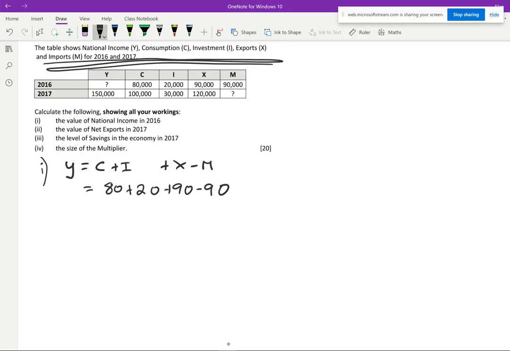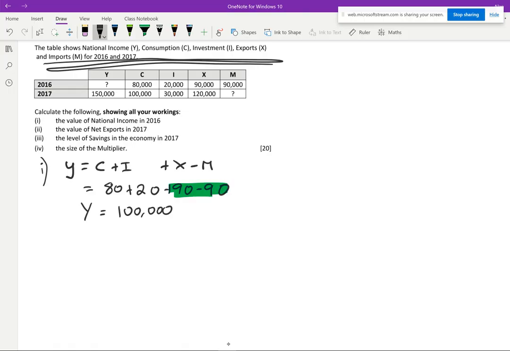So exports are 90, imports are 90. They pretty much cancel each other out. So you can literally see they cancel each other out. So how big is our economy? It's 100,000. So Y is equal to 100,000. Okay, quite small, but this is only a question from the exam.